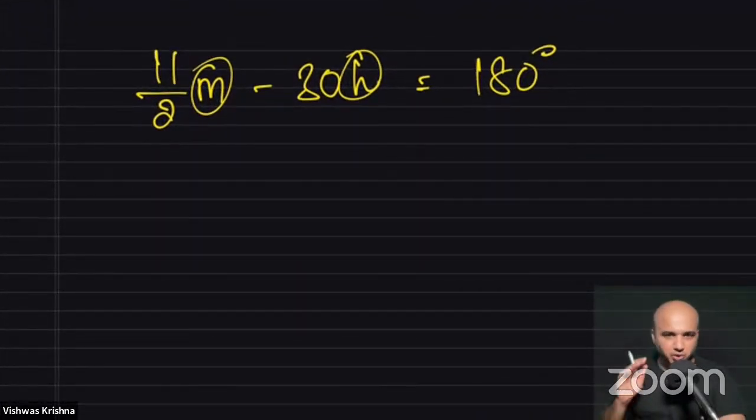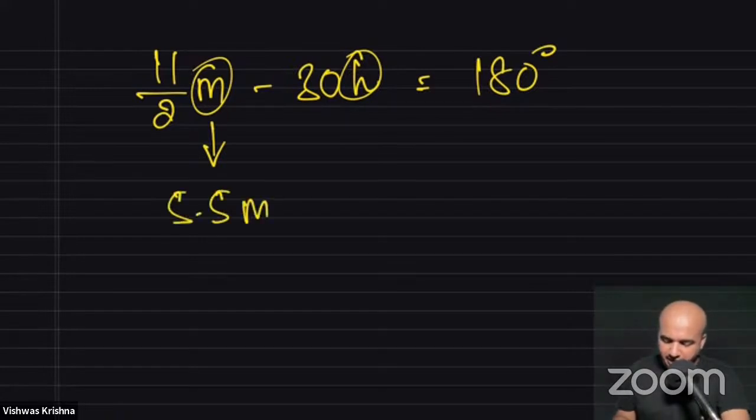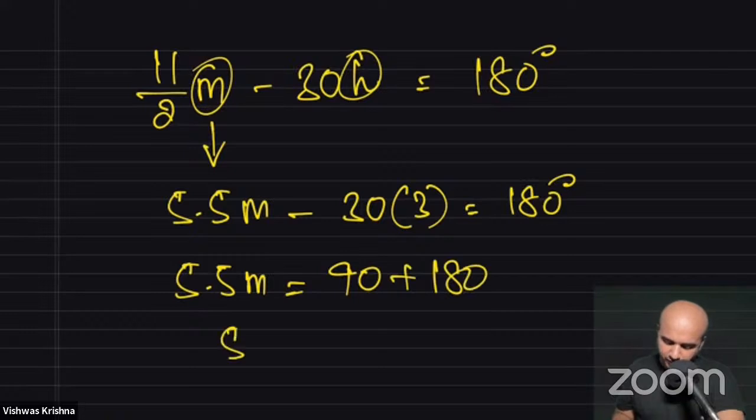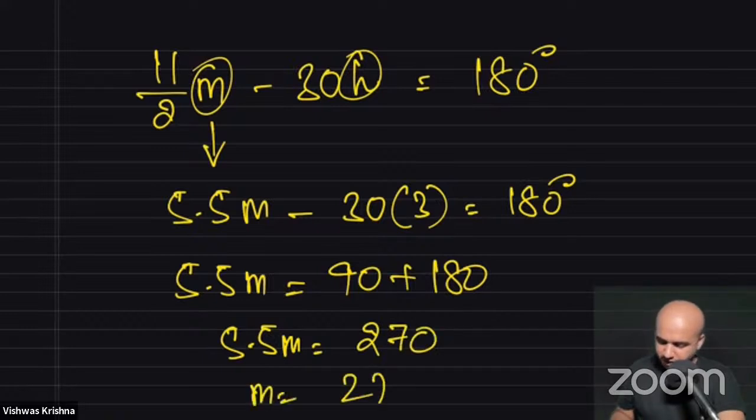That's all. Now that we know the angle, now that we also know the R, all that is left to be found out is m. So let me write down 5.5 m minus 30 into 3 is 180 degrees. If you solve for this, you will easily get the answer. So 5.5 m equals 90 plus 180. 5.5 m equals 270. m will be 270 divided by 5.5. You do the math, you will get the right answer. Please do let me know how much is 270 divided by 5.5.